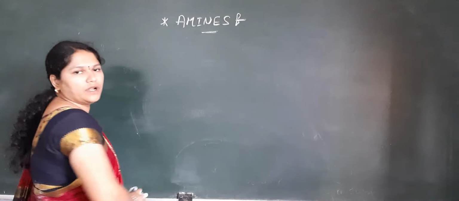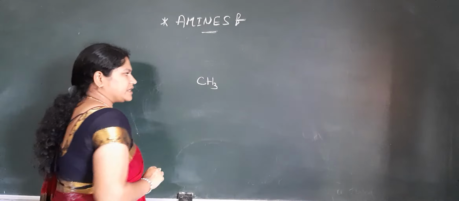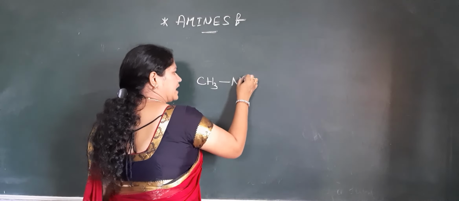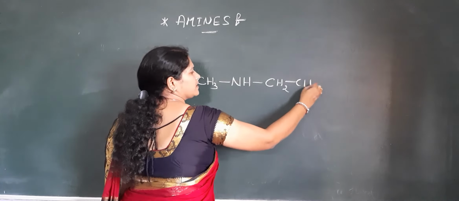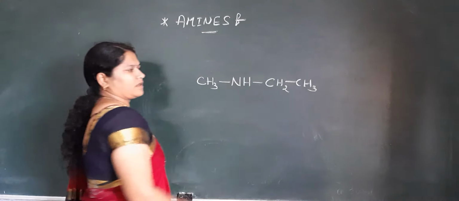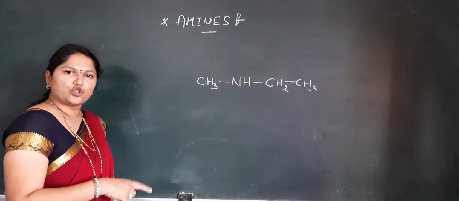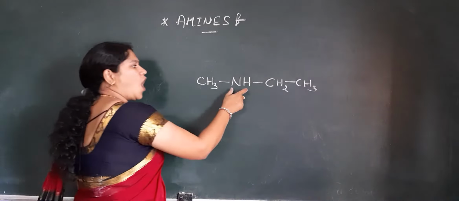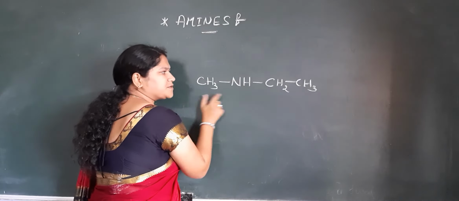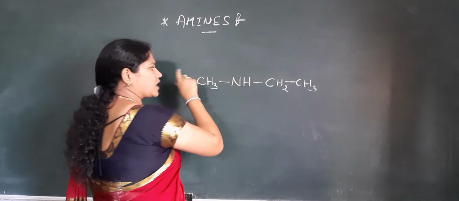I will take one more different kind of example here. CH3, NH, CH2, CH3. This is an example for a secondary amine, right? The earlier ones were primary amines, but this is an example for a secondary amine. Here on the nitrogen atom we have two substituents, two carbon chains. There is one carbon chain on this side and another on this side.